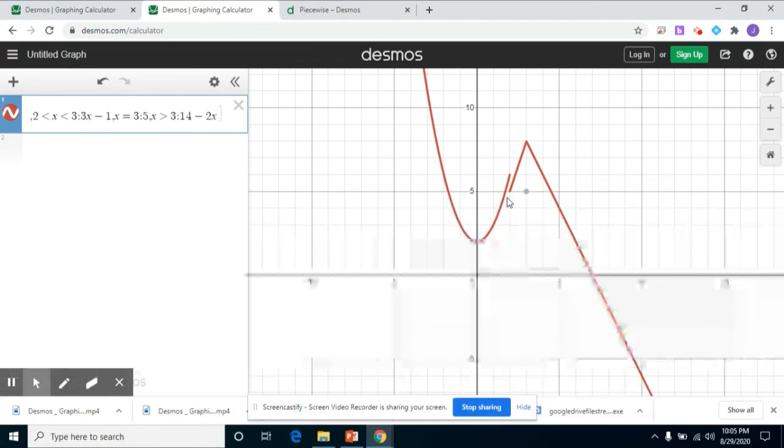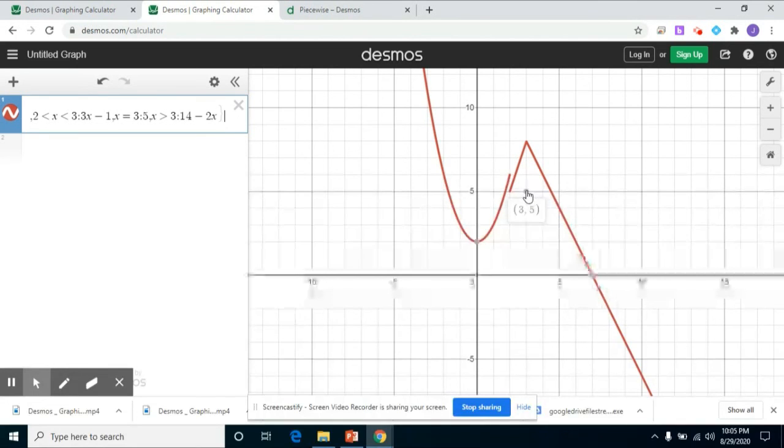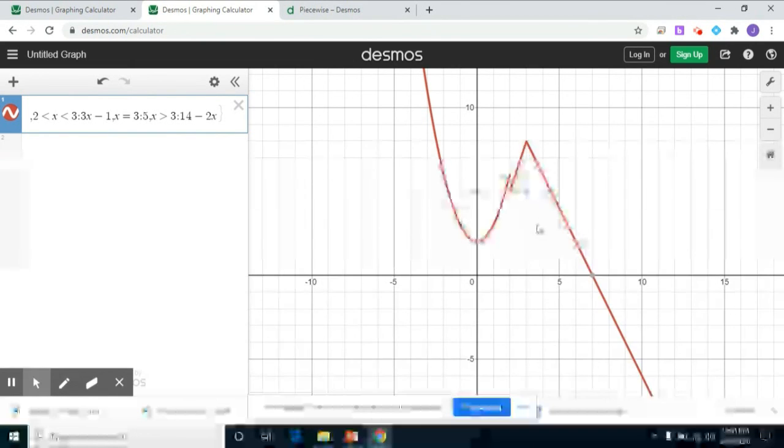Then I also have a removable discontinuity. Desmos isn't great with trying to show those. It's a little better than the graphing calculator. I do see that point over there at 3, 5. I have a removable discontinuity at x equals 3. Otherwise, I'm approaching 8 from both sides.